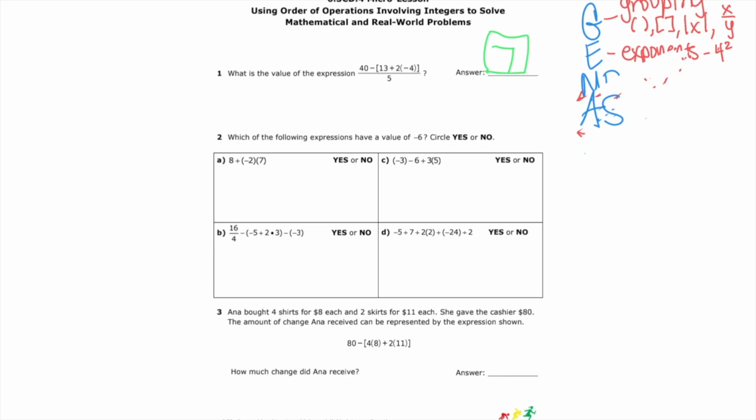So GEMDAS: I don't have a grouping symbol, because those parentheses represent multiplication. I have no exponent, but I do have multiplying and dividing. So I'm going to multiply -2 times 7, which is -14.